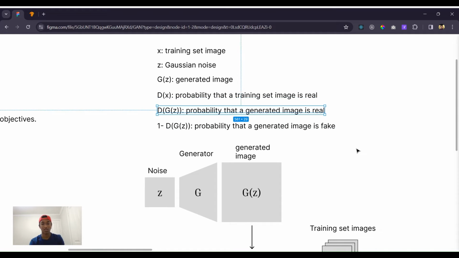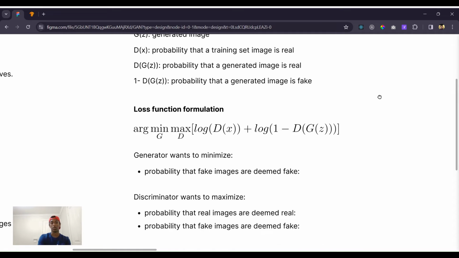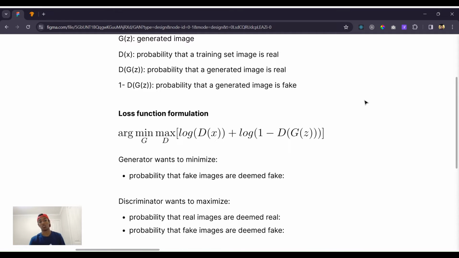Okay, now that we have those terms down, let's go through the loss function formulation. I know this kind of looks complex and a little bit hard to read, but I think by the end of this, you'll see that this is actually very intuitive, and the components of this loss function actually make a lot of sense. So let's get right into it. Here we have an arg min max, so this is an optimization problem, and we have this entire expression here. So the generator, or G, is trying to minimize this expression, while the discriminator is trying to maximize this expression.